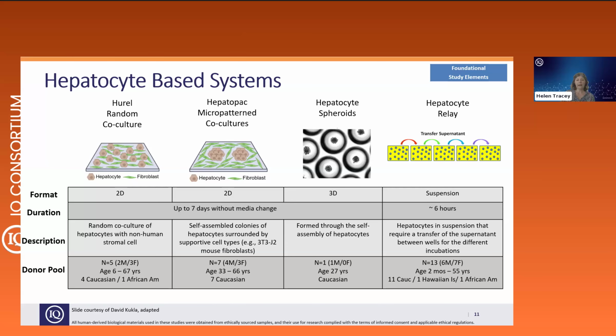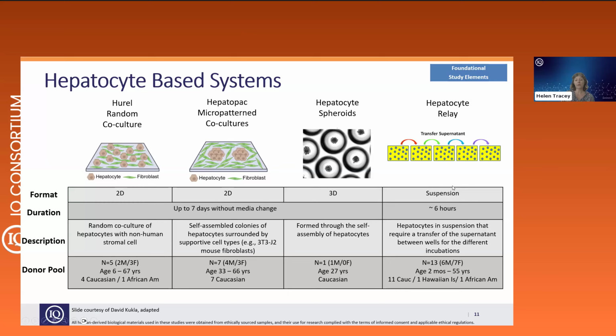We chose 2 plated 2D co-culture systems, HuREL and HepatoPac, and the 3D spheroid system. All of these are long-term systems. Our fourth system was the hepatocyte relay system. This is a hepatocyte suspension system which requires transfer of supernatant between fresh wells every 6 hours. So it's a short-term system, but one that's been used for reaction phenotyping of low clearance compounds in the past.